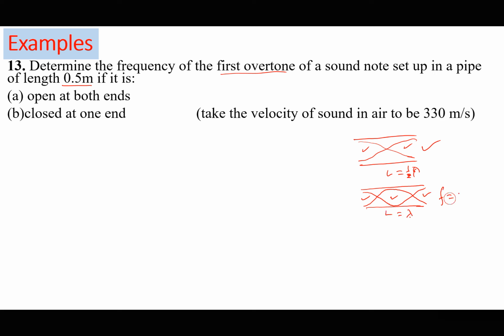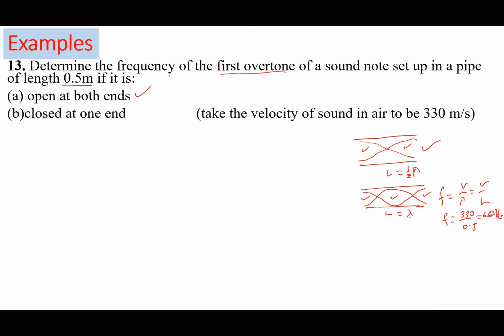So the frequency here is going to be V over lambda, which is simply V over L. The length is 0.5. So for the open pipe, therefore, the frequency is going to be the speed, which is 330, divided by 0.5, which is twice 330, that is 660 hertz. So this should be 660.